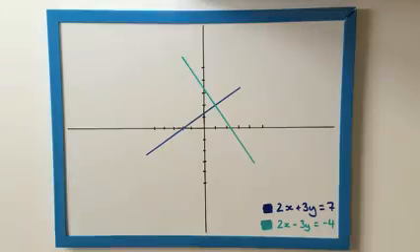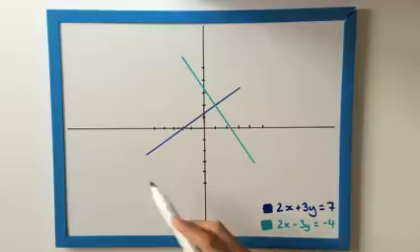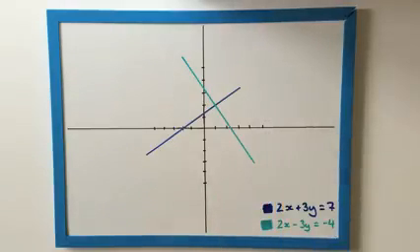So I've drawn down a rough diagram of the equations that we've just been solving. The blue line is represented by the equation 2x plus 3y is equal to 7, and the green line is represented by 2x minus 3y is equal to minus 4.